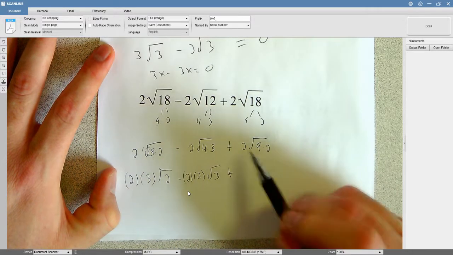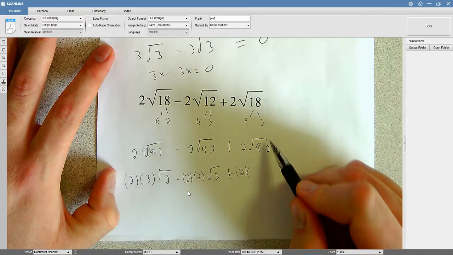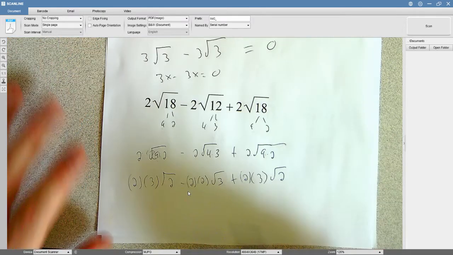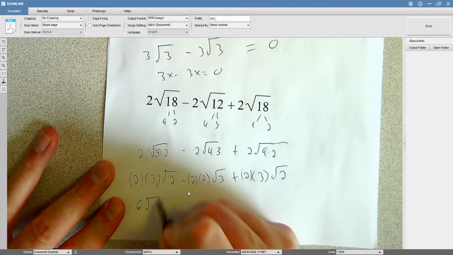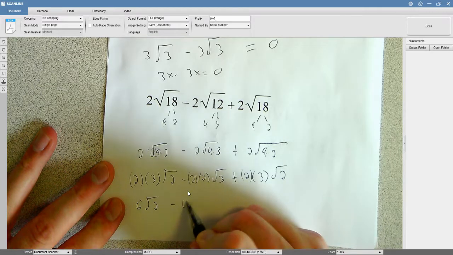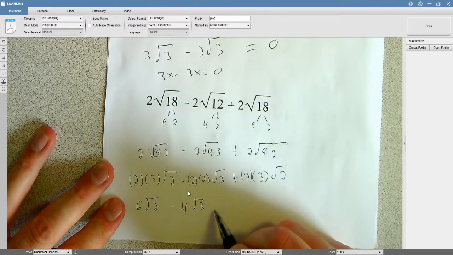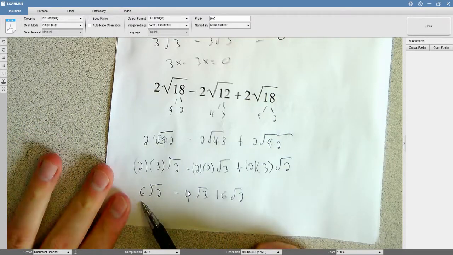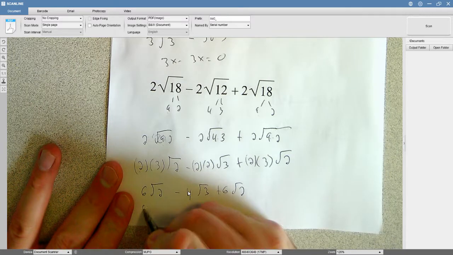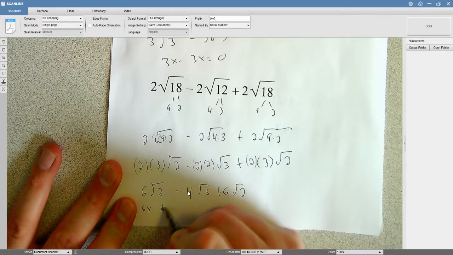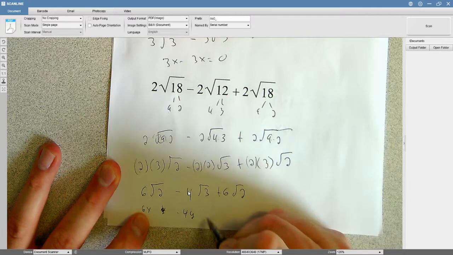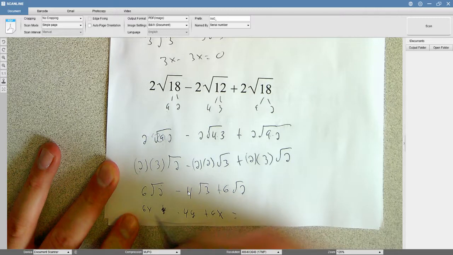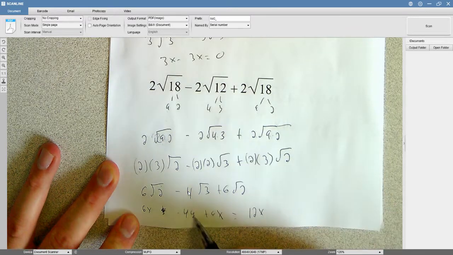And finally here, this 2 is going to stay a 2, but this square root 9 is going to come out as a 3, and the square root 2 is going to stay on the inside. So 2 times 3 is 6, 6 root 2 minus 4 root 3 plus 6 root 2. And as you can see here, we can add like terms. So imagine this is like 6x minus 4y plus 6x. See that? You would add the x's together, you get 12x, and the y would stay by itself.